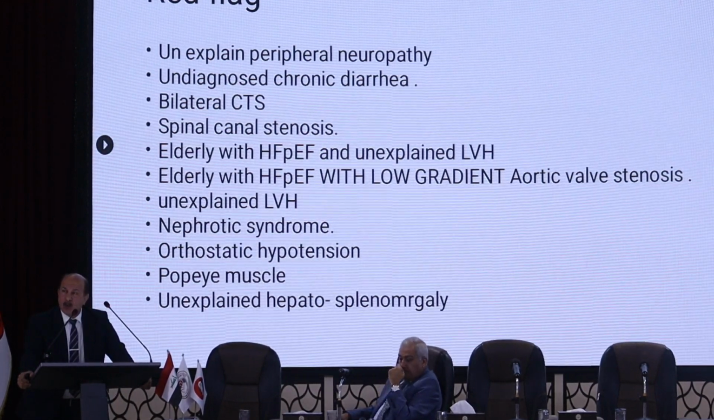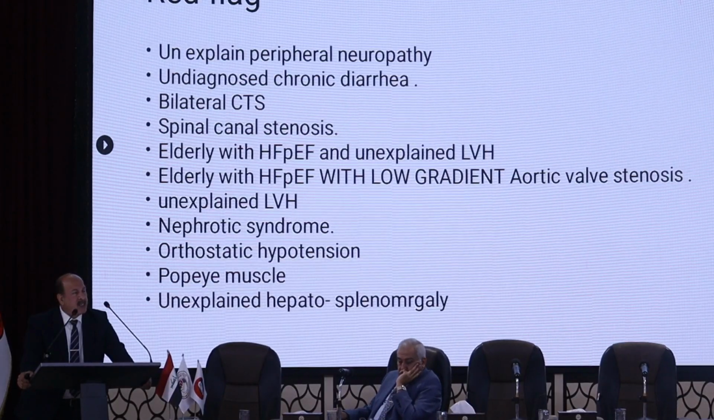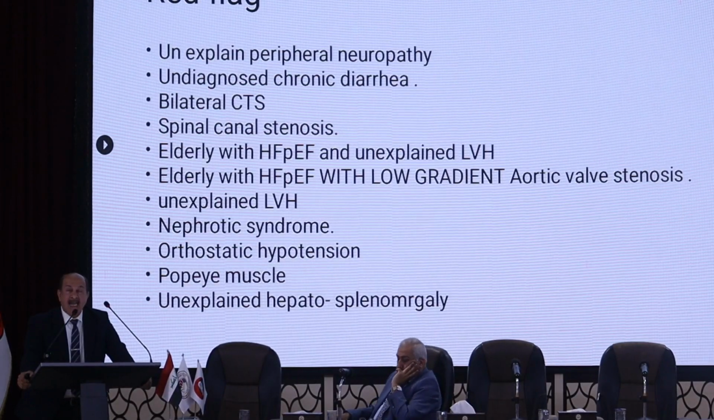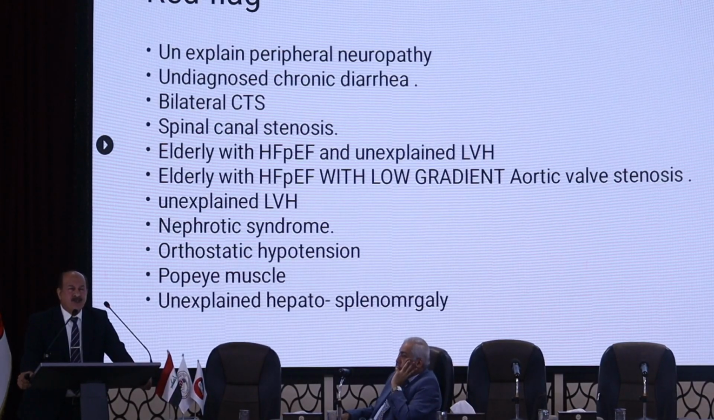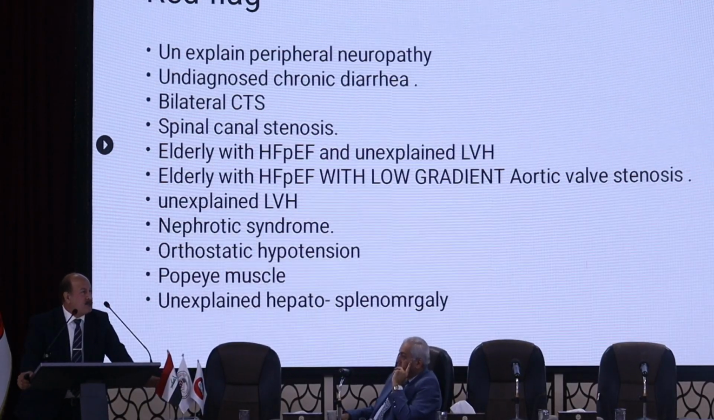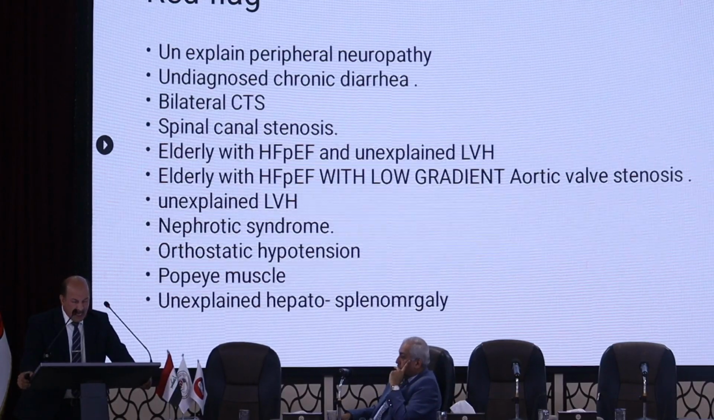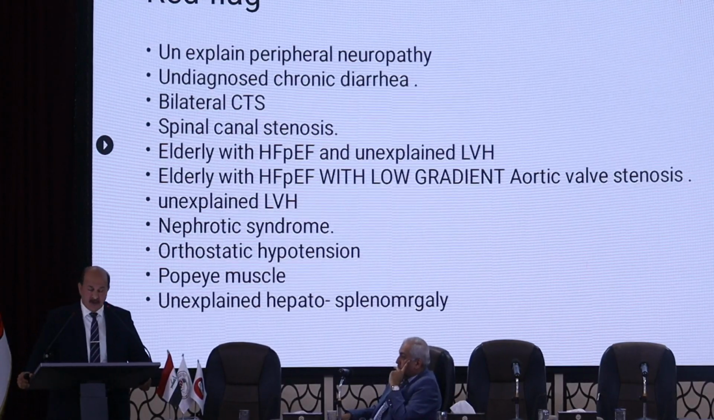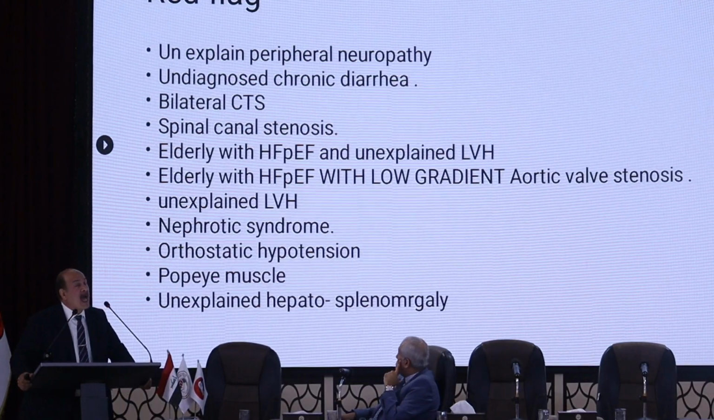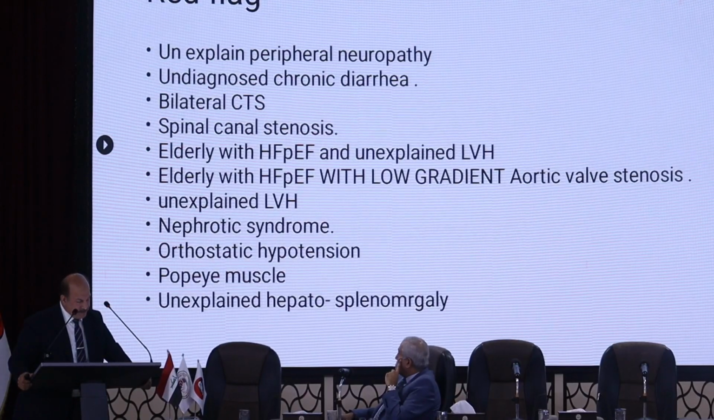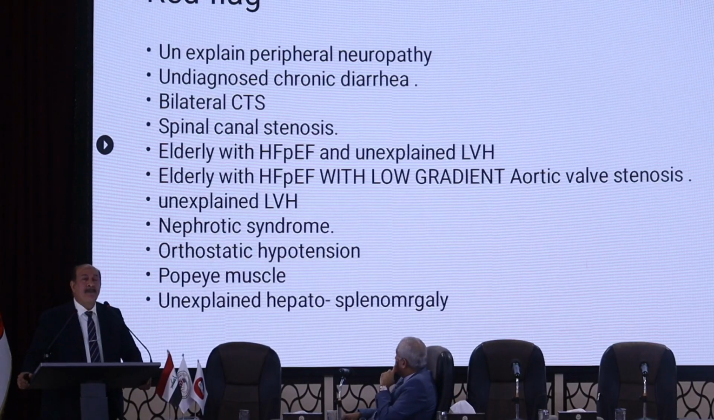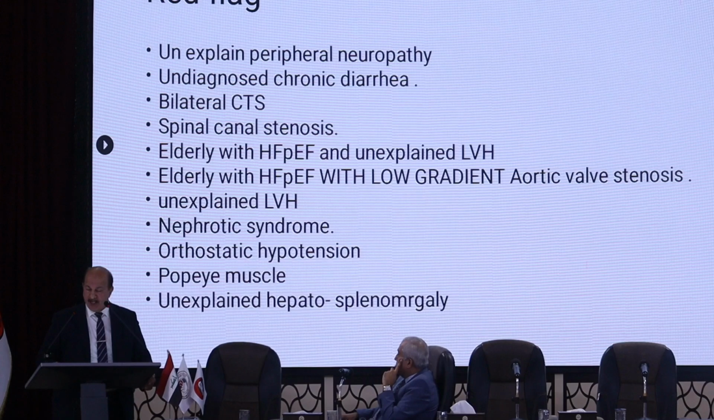Elderly patient with heart failure with preserved ejection fraction, also one of the possibilities. Unexplained left ventricular hypertrophy. There's no evidence of hypertension, no evidence of aortic stenosis. We have to think about cardiac amyloidosis. Nephrotic syndrome, also one of the possibilities, and orthostatic hypotension. Unexplained hepatosplenomegaly, also we need to consider it.